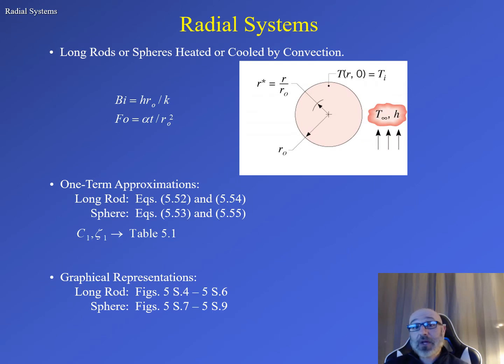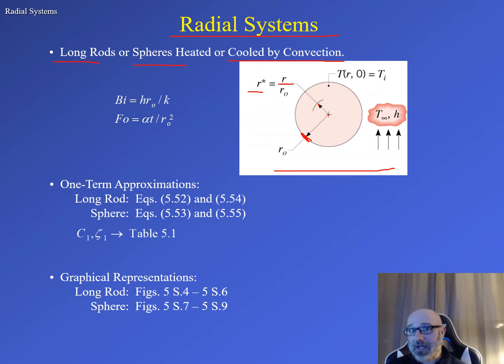So now instead of a plane wall, let's take a look at a radial system. For a radial system, we could be dealing with a long rod or a sphere that's heated or cooled by convection. We can see we have a diagram over to the right here. There's our sphere or our rod. We can see there's our center point, and we come all the way out to the outer surface. That's our outer radius, r sub o. Now you can see we have our dimensionless radius, our r star, which is equal to r over r naught.